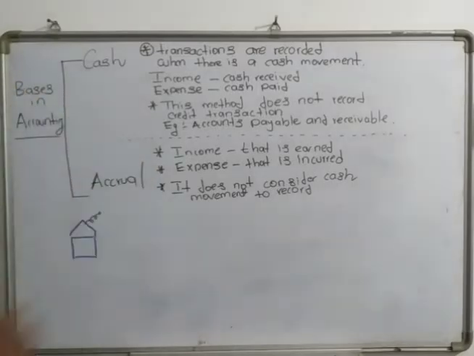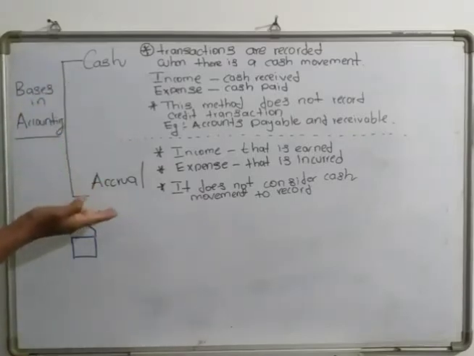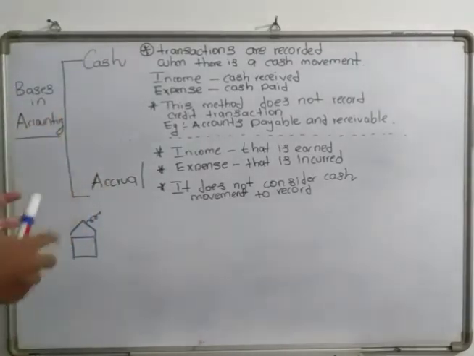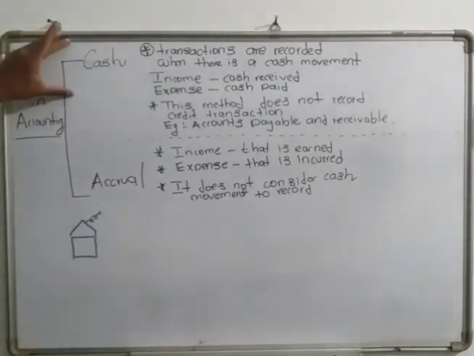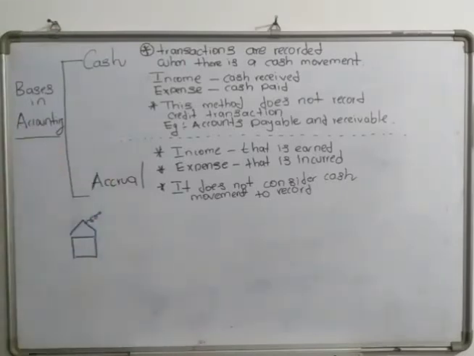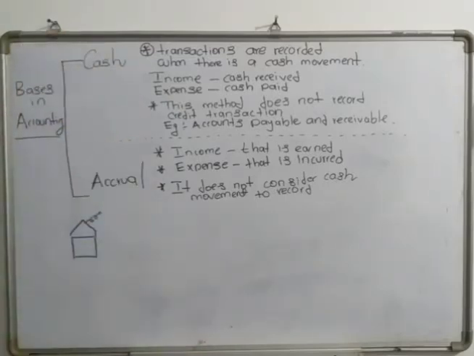Bases in accounting. There are three bases in accounting. First one is cash basis, second accrual basis, third one is hybrid basis. Hybrid basis is the mix of cash basis as well as accrual basis. In this video, we are going to discuss only cash basis and accrual basis.